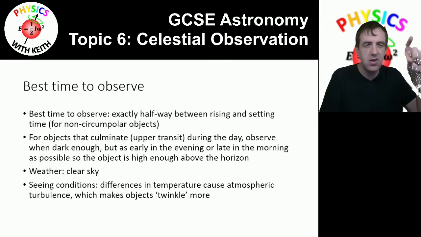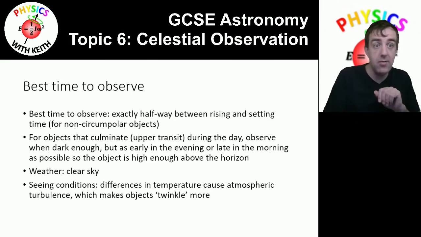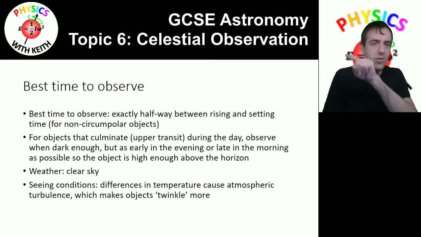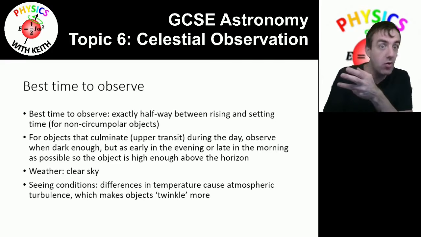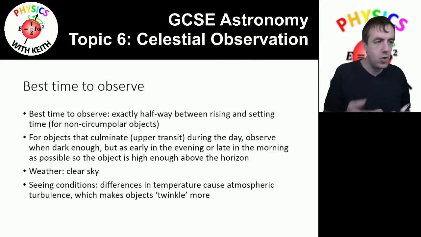You want to be 15, 20 degrees above the horizon, 15, 20 degree elevation, to be able to make good observations. But sometimes you'll see a planet, for example, like Mercury, very early in the evening, it will dip below the horizon. And so you'll miss it. You won't be able to see it.